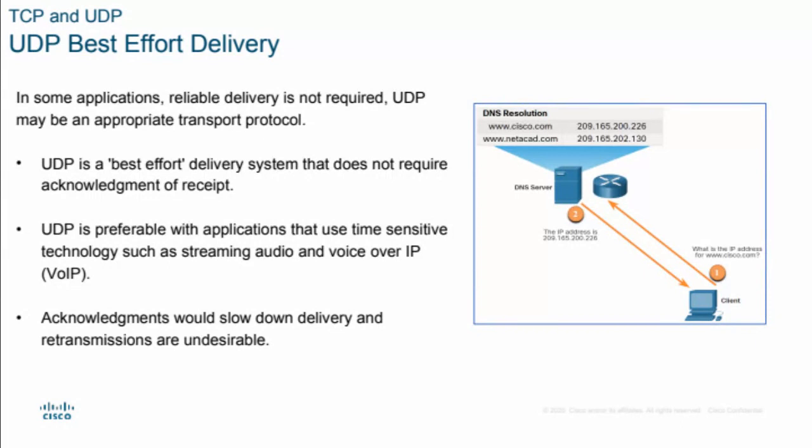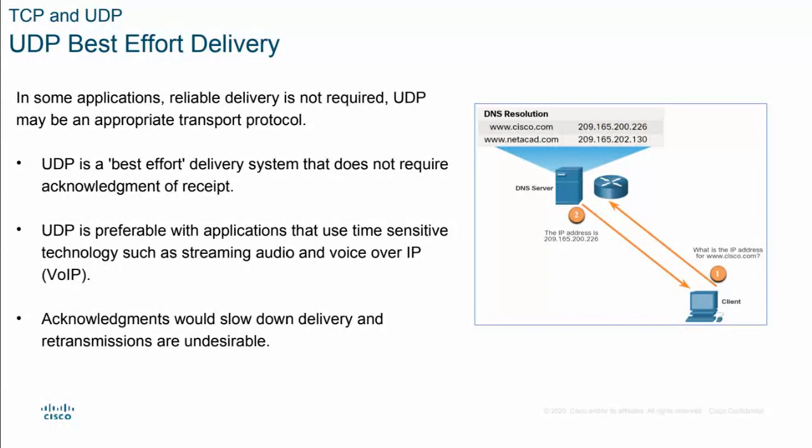UDP is preferable with applications that use time-sensitive technology, such as VoIP. When you are talking on the phone using an IP application, when you are saying words, the most important thing is speed. The other side should receive the voice on time. Even if there is a little noise, it's okay. I will not tell you, send me that letter again. So you cannot do that.